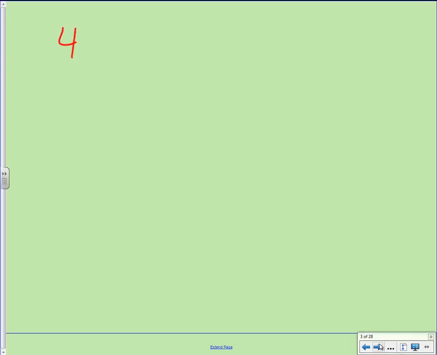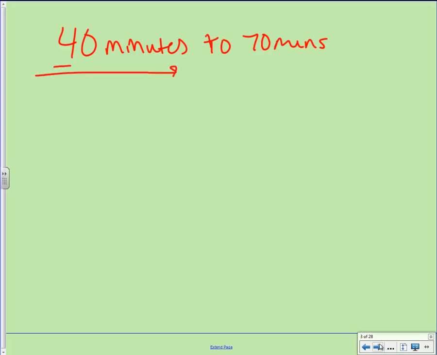So I told you that they won't always be written in the ratio form, but they'll be given to us. So that says 40 minutes compared to 70 minutes. So we read from left to right. We also read from top to bottom. So when we read from left to right, whatever we came to first goes on top. Whatever we get to second goes on the bottom.